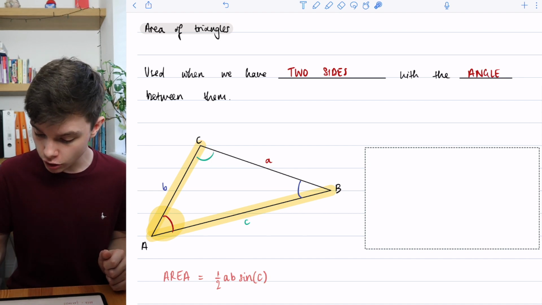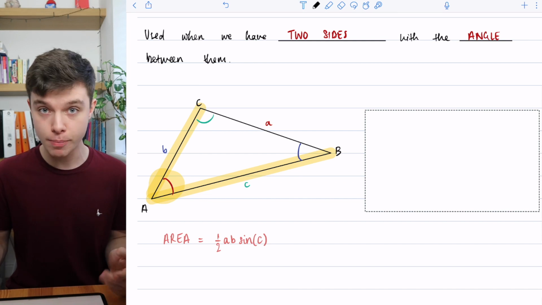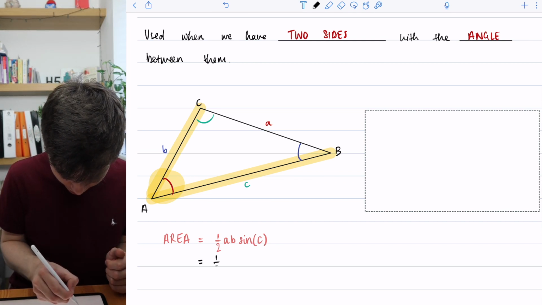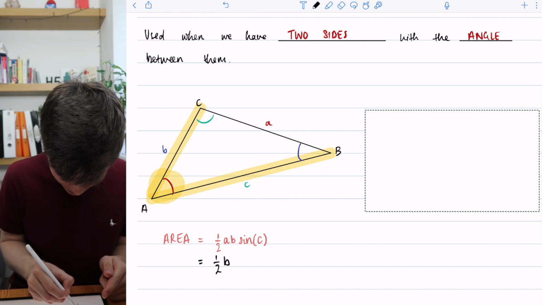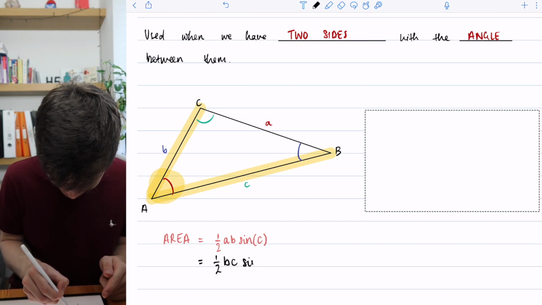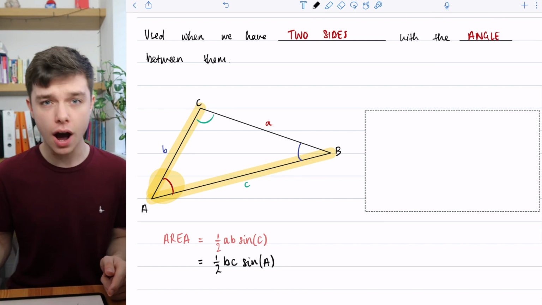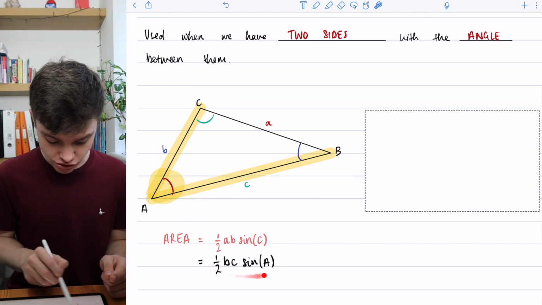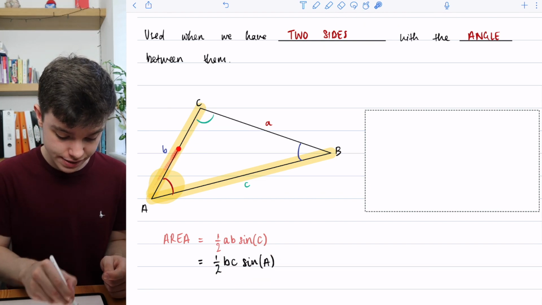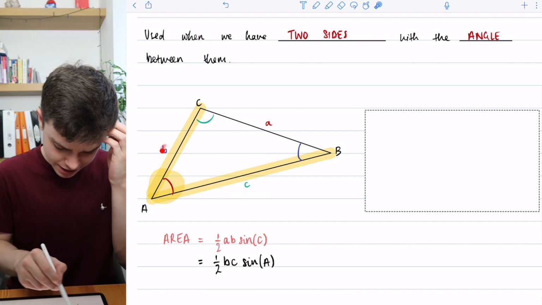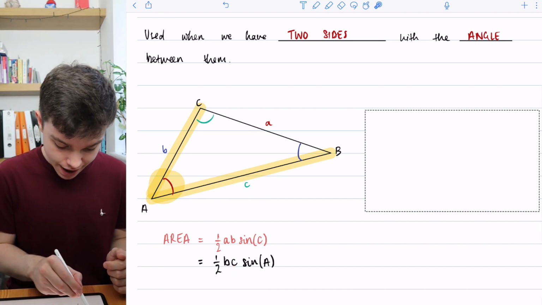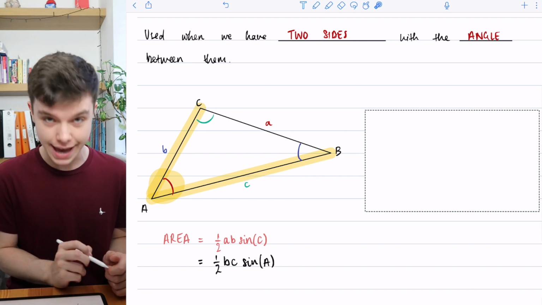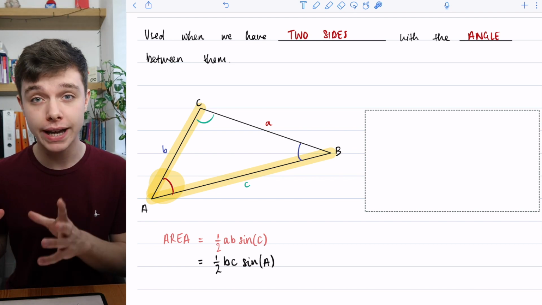But of course, really, if we look at this yellow pair that we've got highlighted, it's exactly the same to do this. A half times B times C times sine A. And hopefully you can see why that's the same, because all we're doing is just changing these letters. We have a side here, another side here, the sides B and C, so we've just put those there. And then the angle between them, well, it's not angle B and it's not angle C, so it has to be angle A.